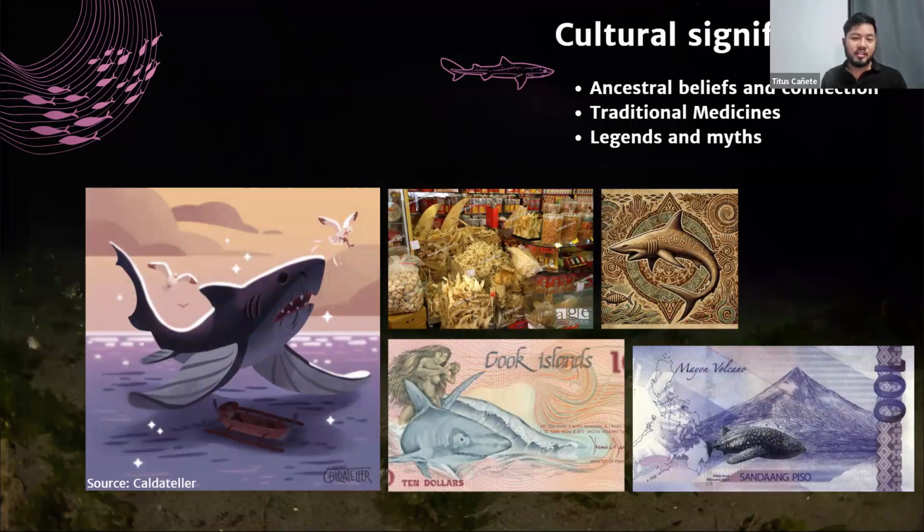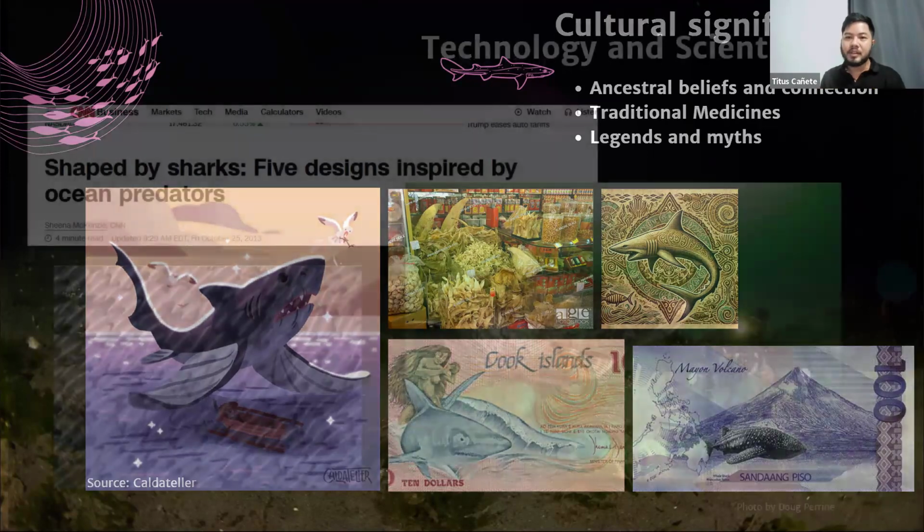They have a cultural significance in the country and other countries. You can see in the Cook Islands and here in the Philippines as well, we've incorporated sharks into our banknotes. We have legends about the sharks. We have myths. While it's discouraged, there are also traditional medicines that believe that sharks heal certain ailments.